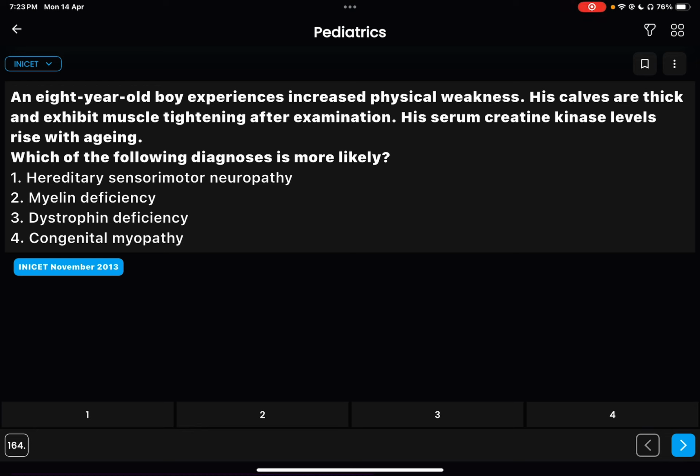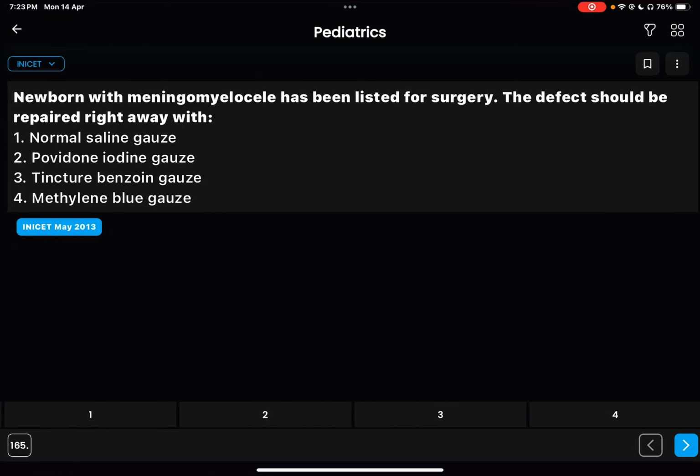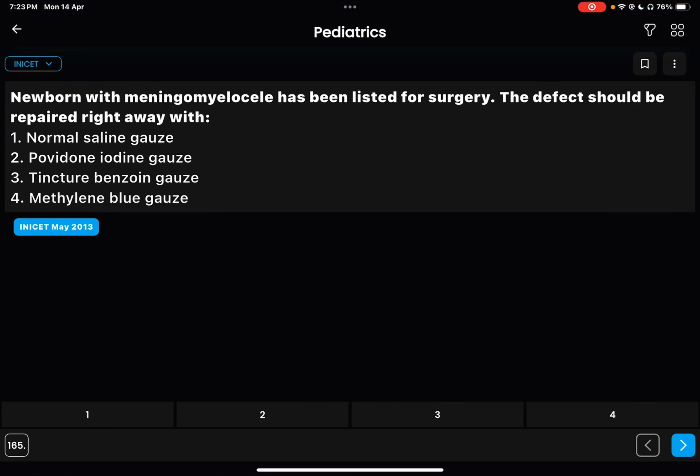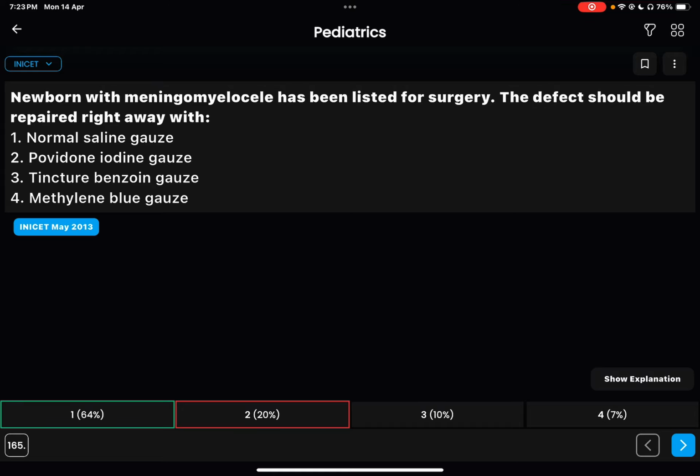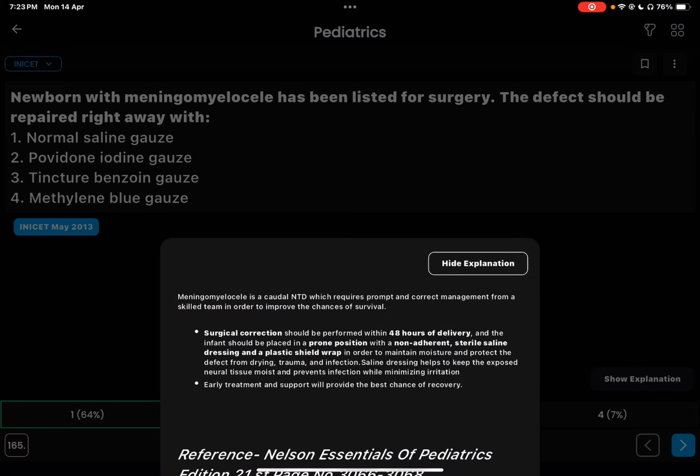This is Duchenne muscular dystrophy. Dystrophin deficiency. Answer is normal saline gauze.